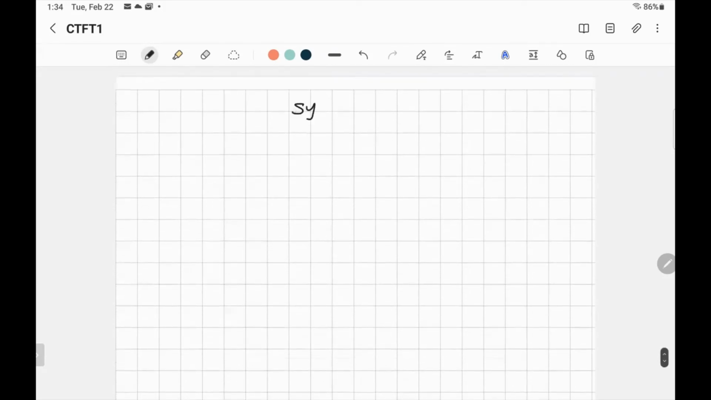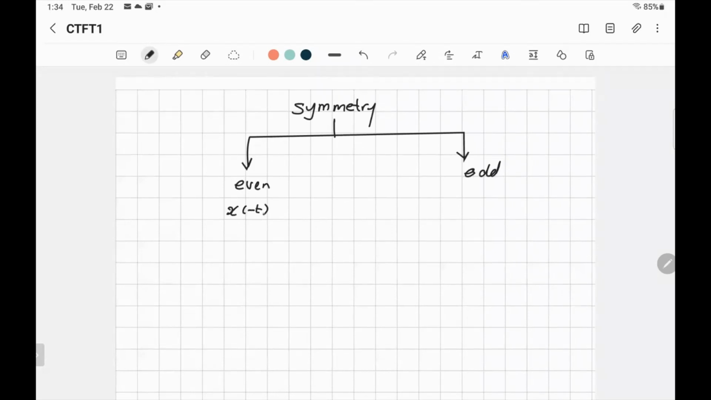So for the symmetry, you might have an even function or an odd function. And you know how you find even or odd? Even function when x of negative t is equal to x of t. Symmetric about the y-axis, something like that. That's even. Odd function when x of negative t is equal to negative x of t. And that will be symmetric about the origin, like that.